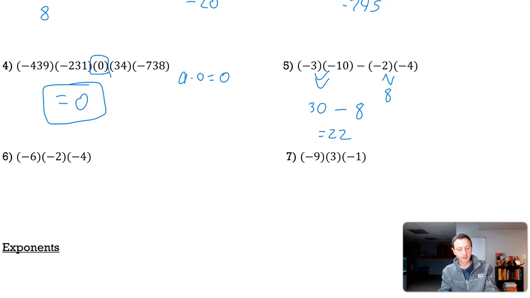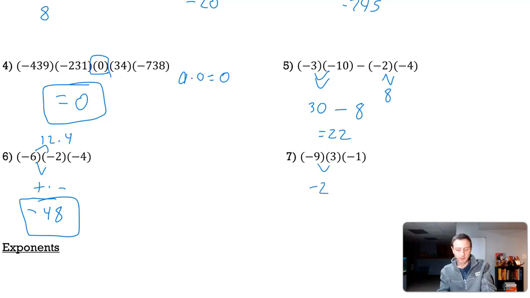So we know the answer is going to be negative because this was positive times a negative 4. So we know the answer is going to be negative. So now we just do 6 times 2, which is 12. 12 times 4 is 48. So we get negative 48. Negative times a positive is negative, so that's going to be 9 times 3, which is 27, times negative 1. Negative times a negative is a positive. 27 times 1 is 27.